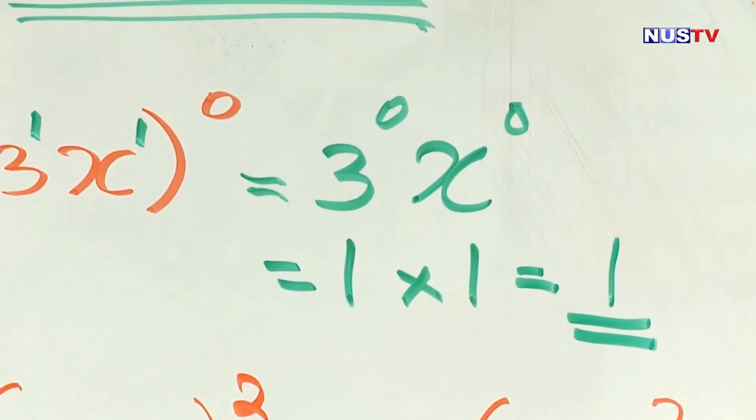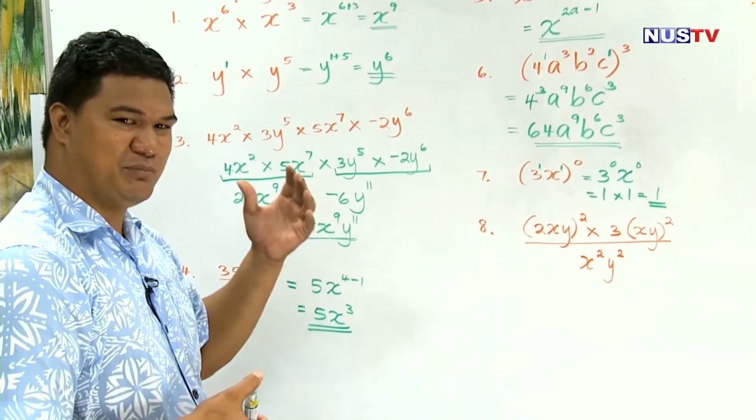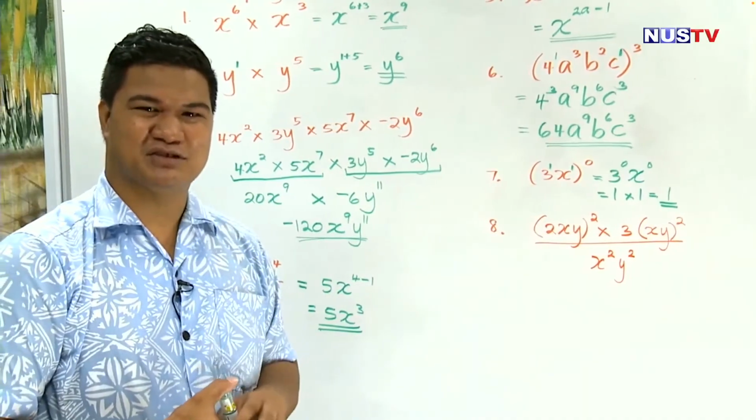So going back to our law for zero exponents, anything to the power of 0, the result will be 1.